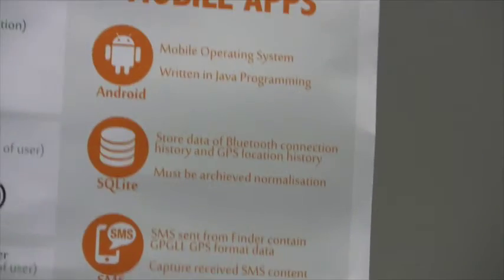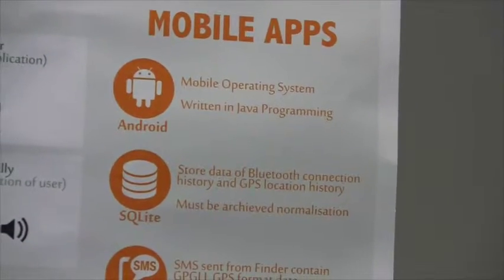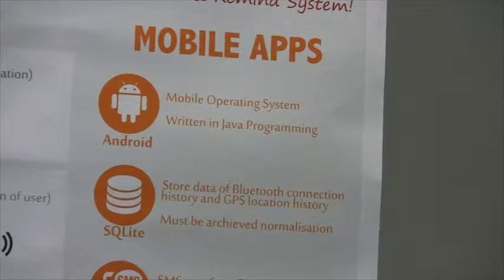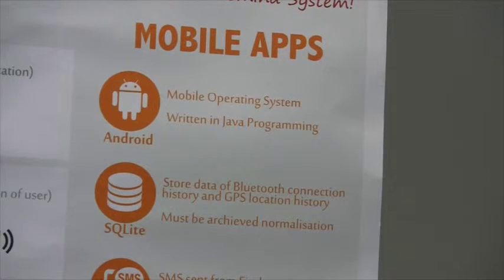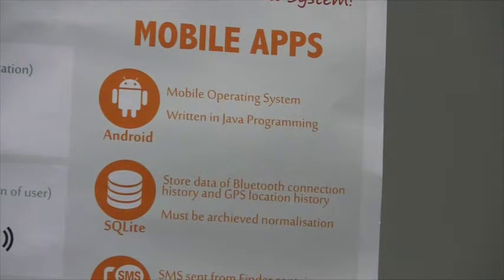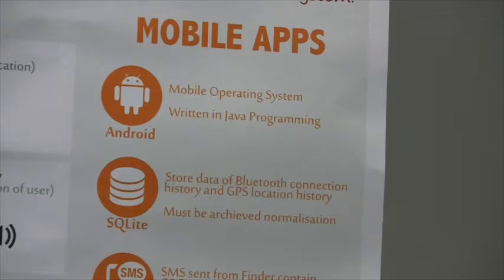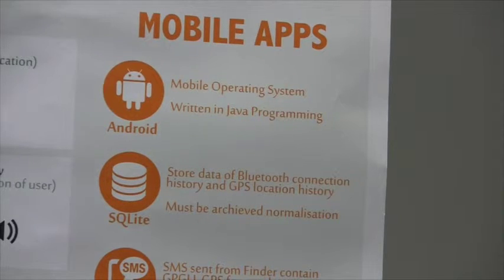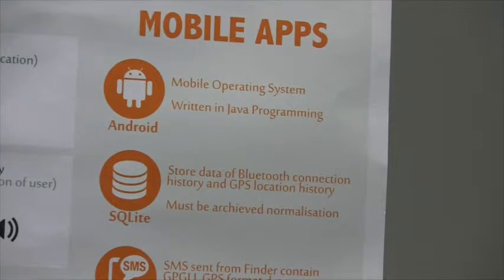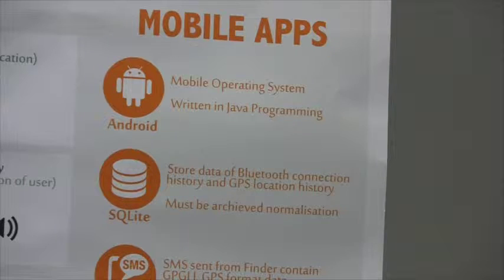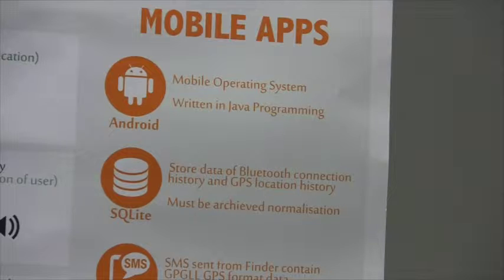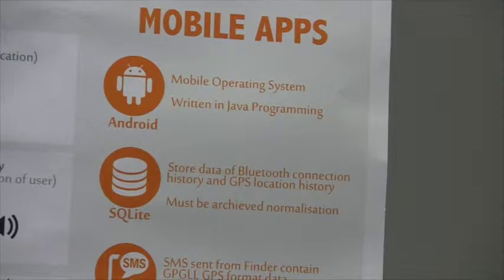And the second part is the user's mobile application. Our mobile application will work on the Android mobile operating system, and it will be written in Java programming. The second one is we will use the SQLite database. When the user disconnects from the Finder by Bluetooth, and also when the user wants to find the GPS location of the Finder, it will store the data in the database, and the database must achieve normalization.